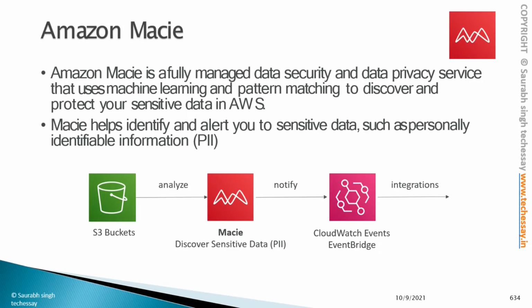So let's talk about Amazon Macie. Amazon Macie is a fully managed data security and data privacy service that uses machine learning and pattern matching to discover and protect our sensitive data in AWS. Macie helps identify and alert me to sensitive data such as personally identifiable information (PII). So always remember, Macie helps with protecting PII, which is personally identifiable information. Like we have an S3 bucket, and then Macie analyzes this S3 bucket to discover sensitive data like personally identifiable information and notifies CloudWatch Events, or EventBridge. We know CloudWatch Events is also known as EventBridge. So let's move further.